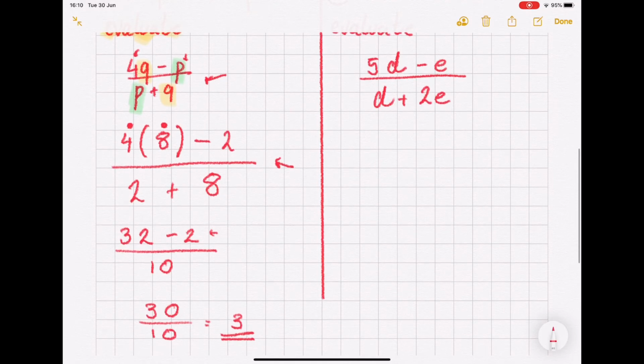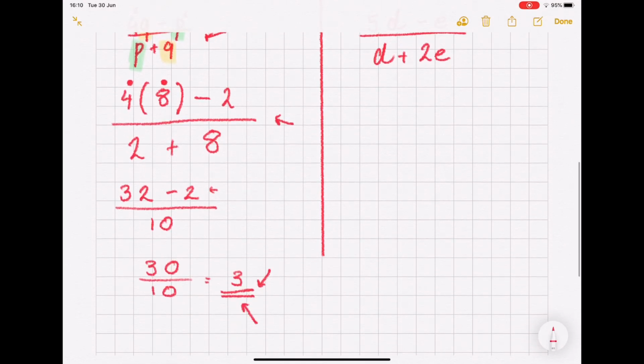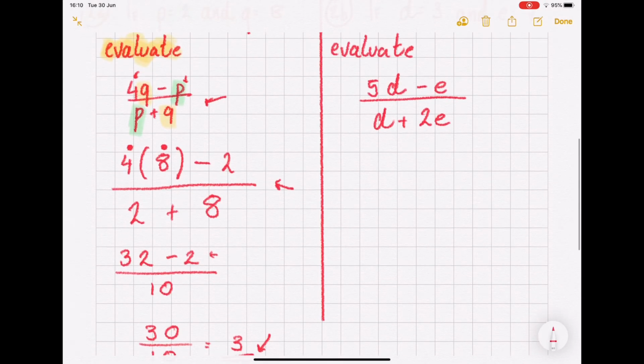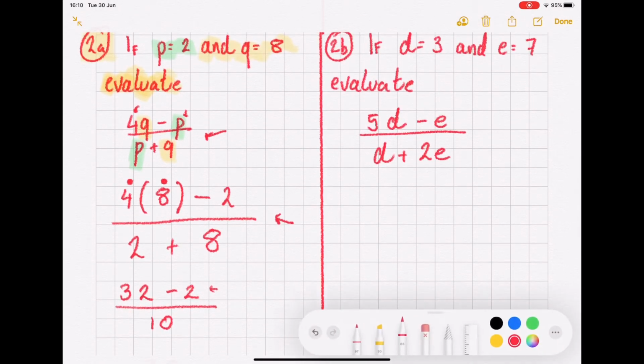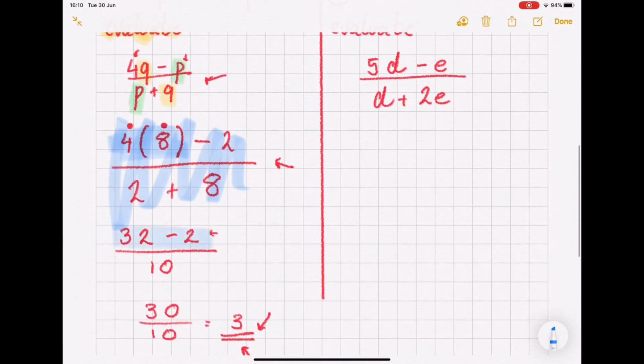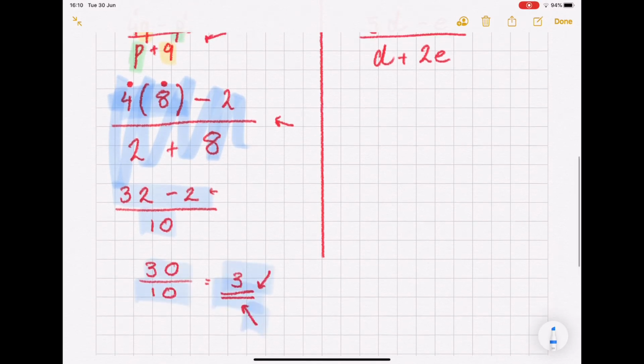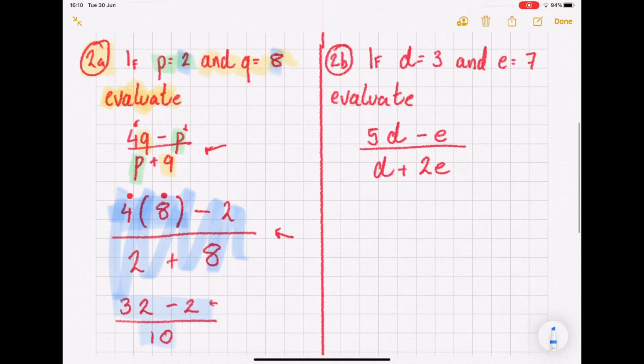So our answer to the question, using p equals 2 and q equals 8, evaluate 4q minus p all over p plus q, is 3. So that's actually quite simple. So I'm just going to talk you through that again. You might have some questions where this is left as a fraction. That's absolutely fine. But let's talk again about how we went through that. We substituted our p's and our q's into the expression. And then we multiplied out any brackets that we have, just here. And then we just did the sum. So we did 32 minus 2 all over 10, which is 30 over 10. 30 over 10 is 3.